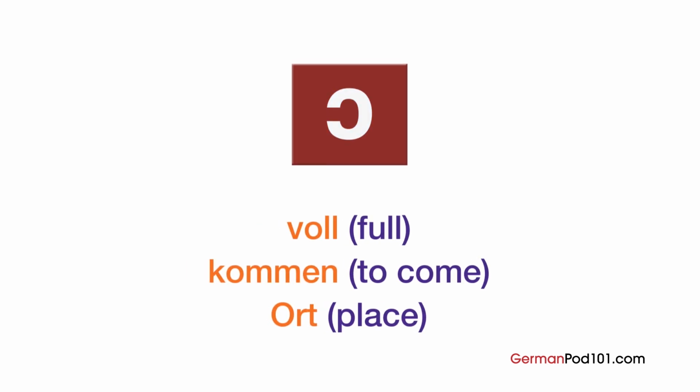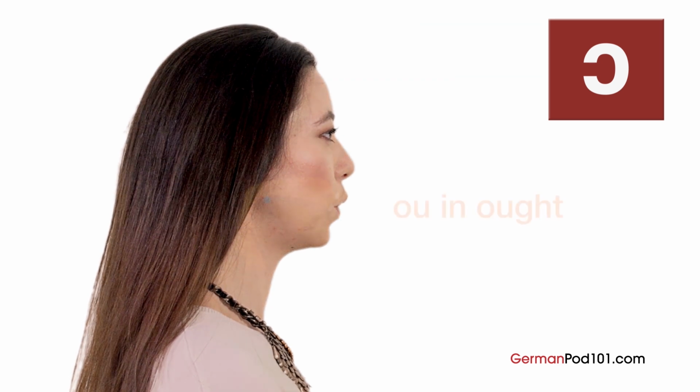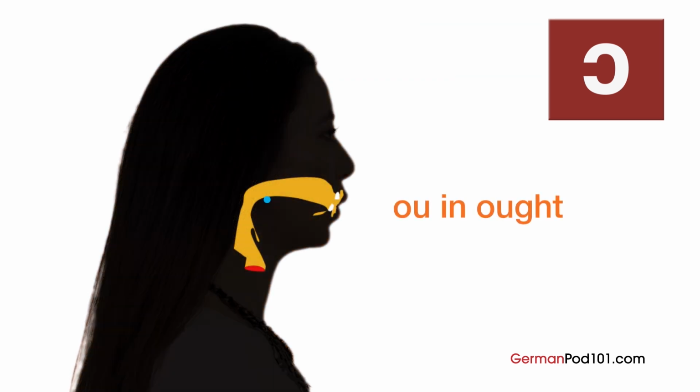The next vowel is O, as in voll, kommen, Ort. It's identical to the OU sound in the word ought. O, O.